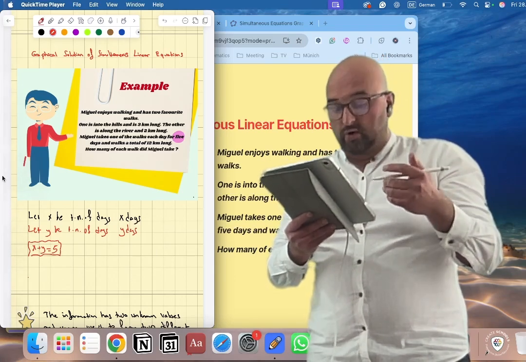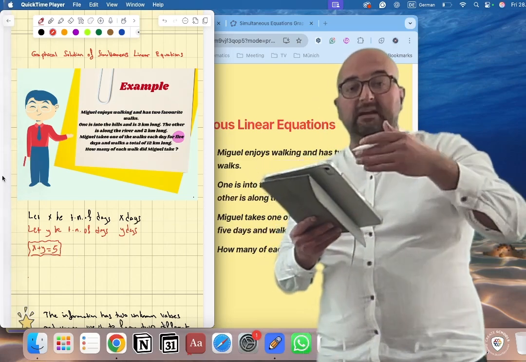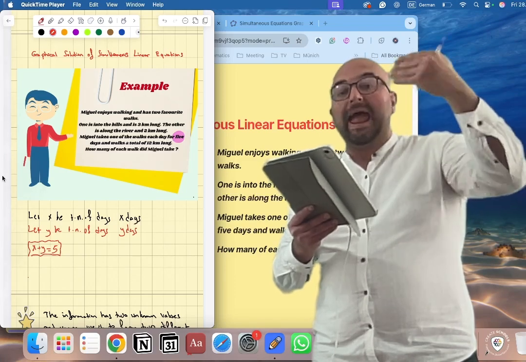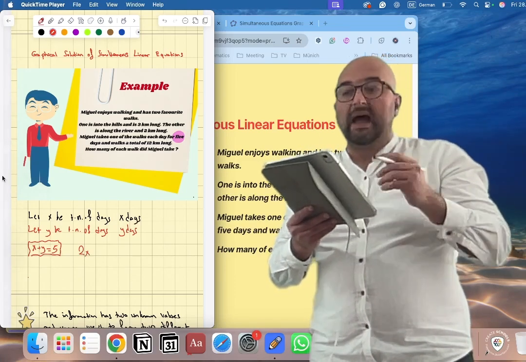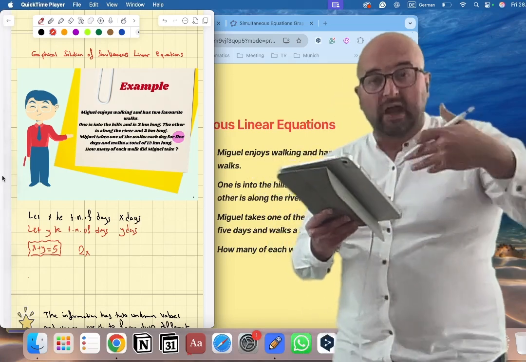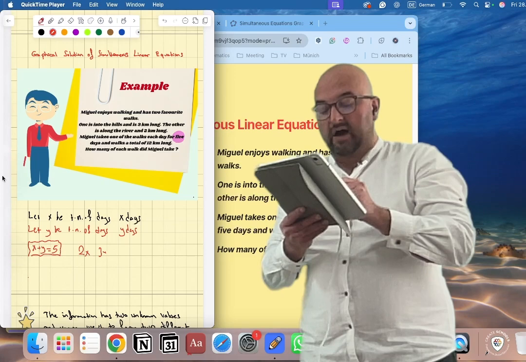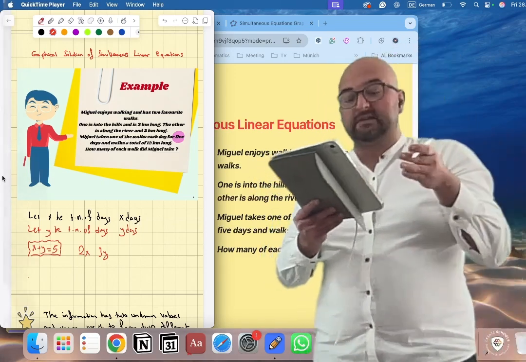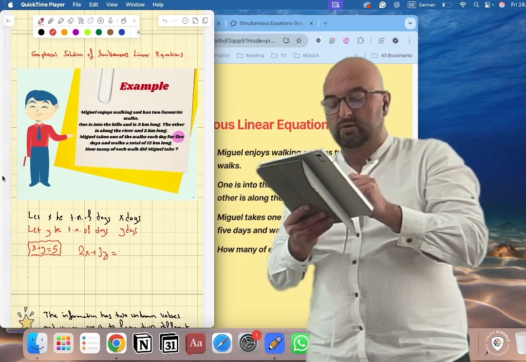So each day Miguel walks into the hills 2 kilometers. So during the x days, it makes 2x. And each day Miguel walked along the river 3 kilometers, so it makes 3y. So the total of 12 kilometers long means 2x plus 3y equals 12.